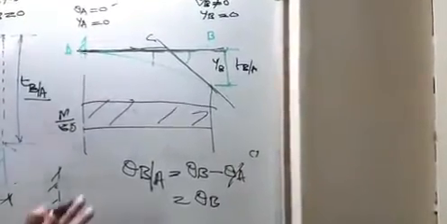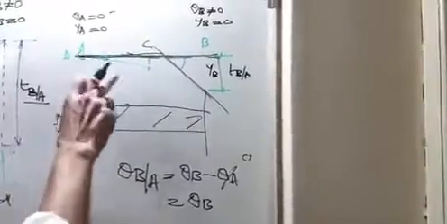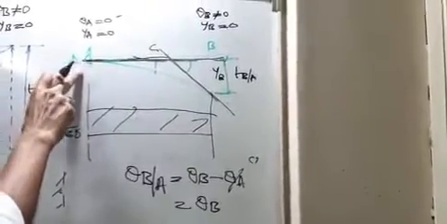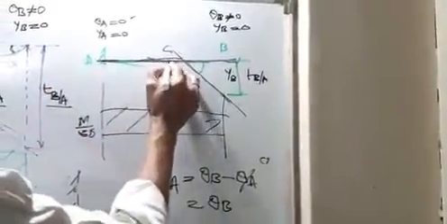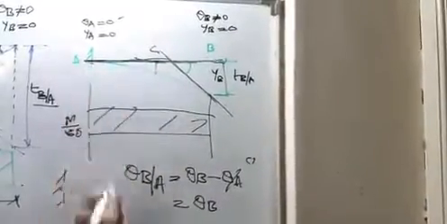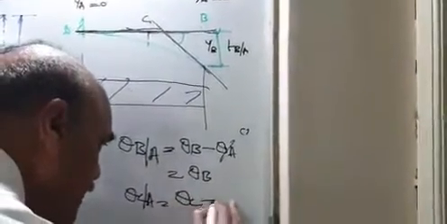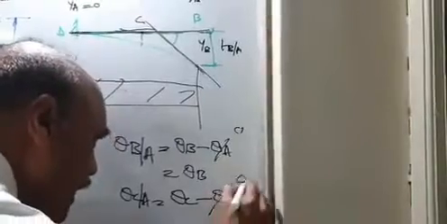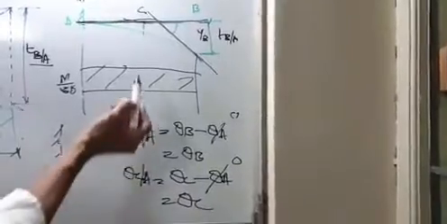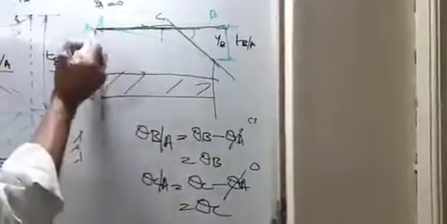So now, to get the slope at any point on this cantilever, you have to take the area between that point where you are finding the slope and another point taken as the fixed end, because the slope at that point will be 0. For example, if I want to find the slope at C, you have to take the area of the M by EI diagram between C and A, which gives us theta CA. This is nothing but theta C minus theta A, but theta A is 0, so that gives you theta C. The area of the M by EI diagram between C and A gives you the slope at C directly, because the slope at the other end is 0.